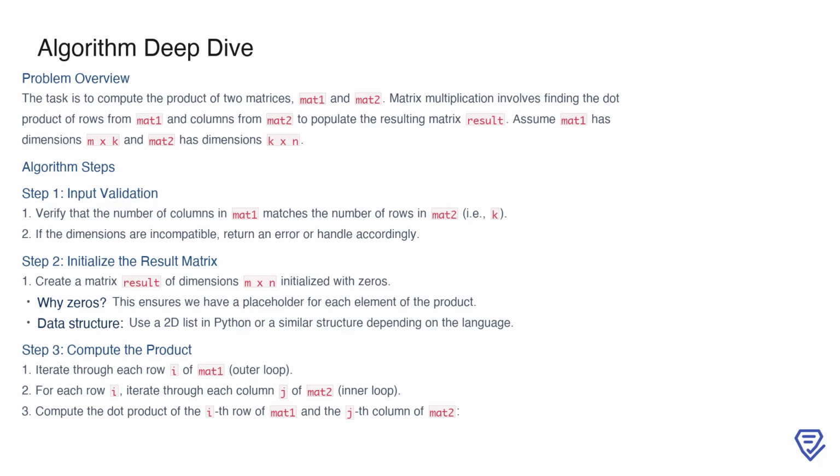Once we've verified this, the next step is to initialize the result matrix. This matrix will have dimensions m x n, corresponding to the rows of mat1 and the columns of mat2. It's initialized with zeros to ensure we have placeholders ready for each computed element. Using a 2D list in Python or a similar structure in other programming languages is typically the best approach. After initializing, we move on to the core computation of the product, which we'll explore in more detail next.